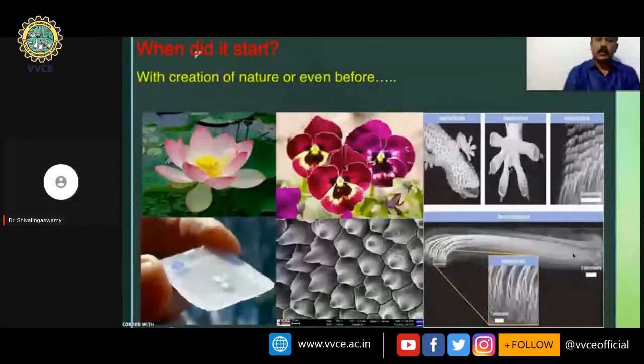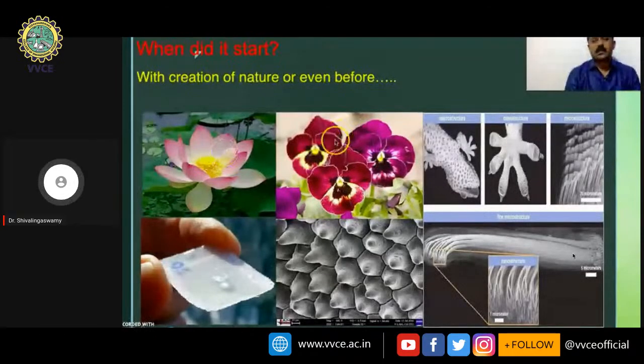And even before this, it was there naturally in nature. You can notice here we have a lotus flower. If you put a drop of water on the lotus flower, it will just float on it without merging into the lotus, because the angle of contact is greater than 147 degrees. And when you carefully examine this lotus flower, they find that the surface contains nano features.